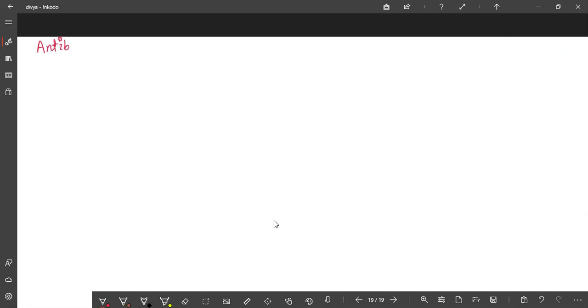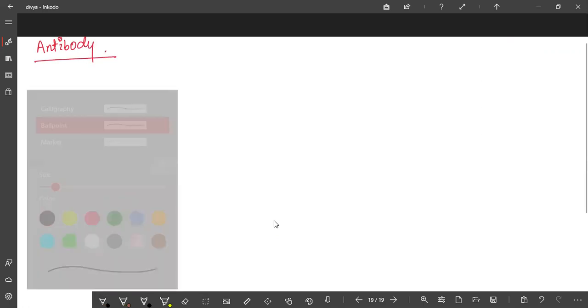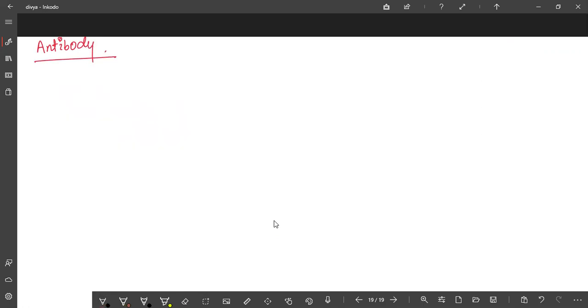Antibody. So in antigen, I have written about the nature of antigen. It may be protein, it may be lipid, it may be polysaccharides. But antibody will always be protein in nature. Is it clear to you? You may write the difference between antigen and antibody. Antigen may be protein, lipid, or polysaccharide, but in case of antibody, it is always protein in nature. Is it clear to you?